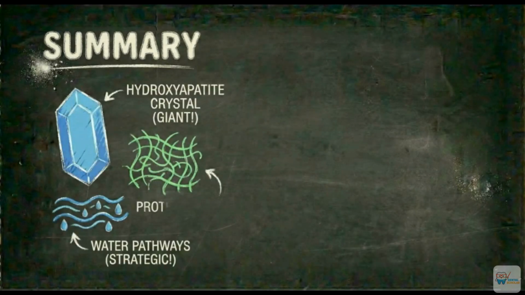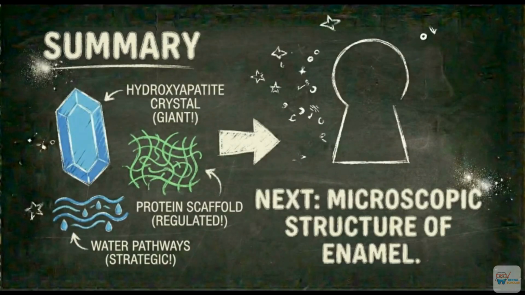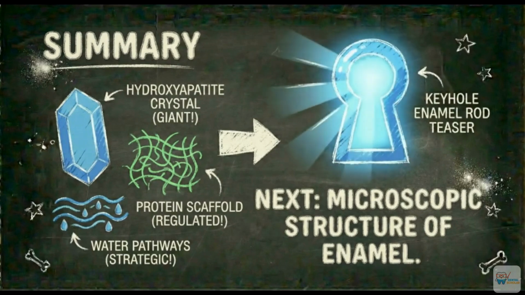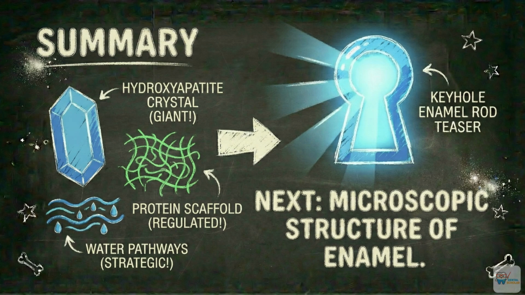So these are the ingredients: giant hydroxyapatite crystals, a precisely regulated protein scaffold, and a strategic water pathway. But how are these packed into enamel rods? In the next video, we dive into the microscopic structure of enamel, starting with the enamel rod.